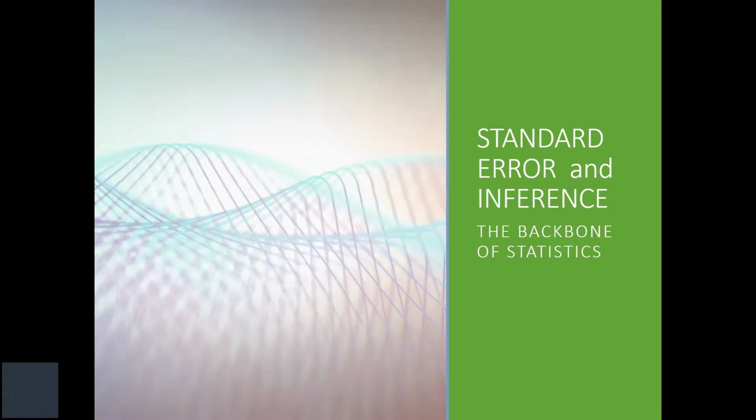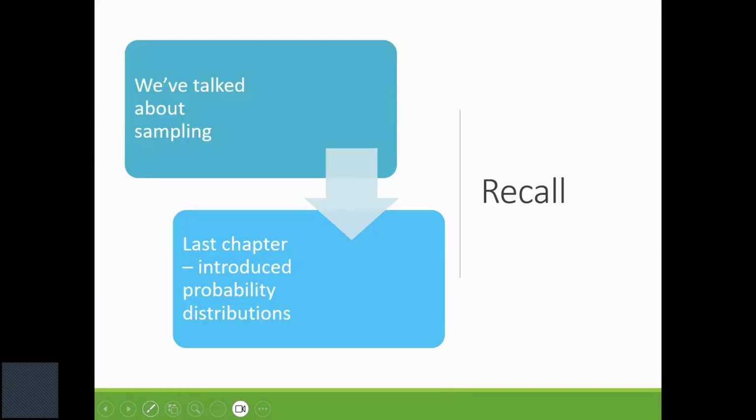Welcome to Chapter 5. Standard error and inference are going to be two of our very important and key concepts in this and carrying us into subsequent chapters. This is the very backbone of statistics. So recall that we have talked about sampling a little bit. We talked about populations and samples from the populations.